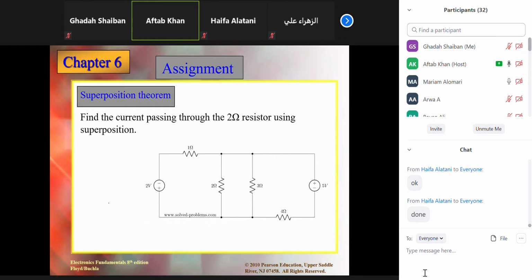Here is one question I am giving you as an assignment, and you need to submit it on the blackboard. I will consider this for your participation marks. Here you can see: find the current passing through the 2 ohm resistor using superposition. The deadline will be Thursday, inshallah.